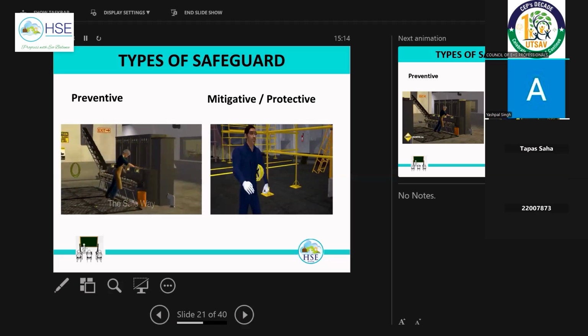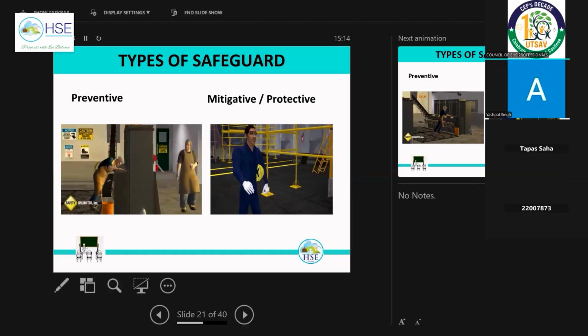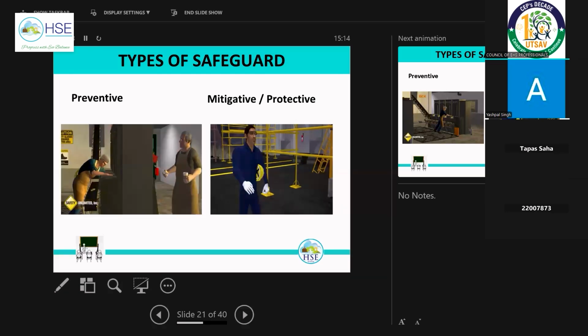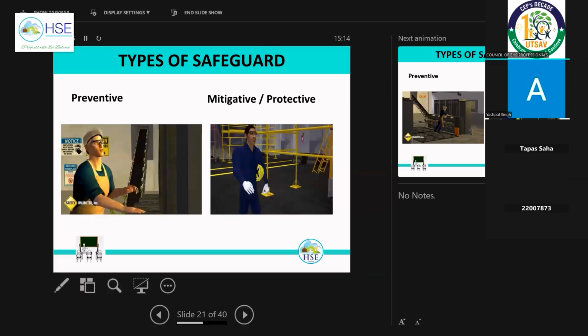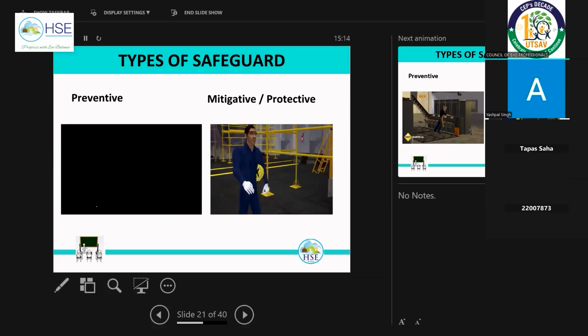This is the safe way. Actually, the first one was the unsafe condition, where there was no safeguard, but now there is a lotto. Somebody is working on this machine, completed back here. So when a person comes to start that particular machine, he sees the lotto, so he checks with the other person, are you working there? So this is the preventive, which prevents the cause of that accident.